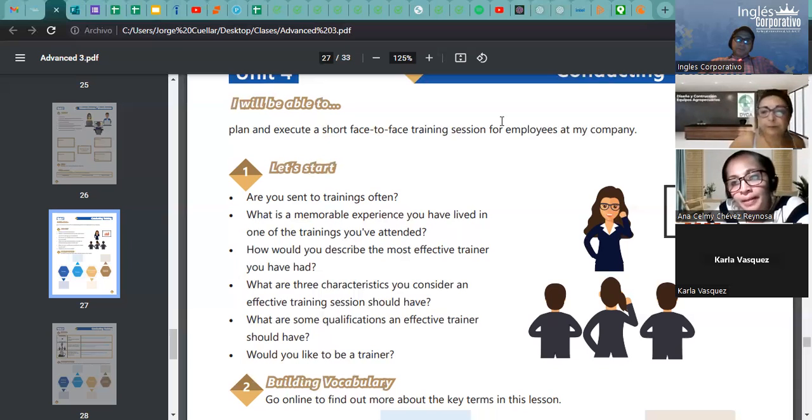Yes, teacher. I believe that depends on a lot of factors. One factor, the level of interest you have in the trainer. And the other, the physical condition, teacher, or even your mood, impacts whether the training is effective or not when you take it.